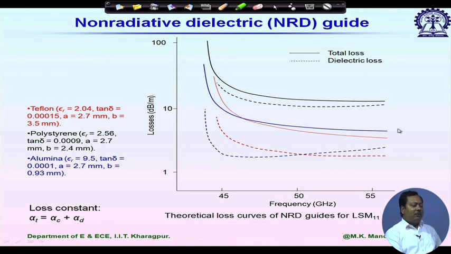For this one you see again we are having a similar plot. Now, if I compare these two, red curve and this black one, so almost similar epsilon r, but for this black one it is showing higher loss. Why? Because of its tan delta. For this black one it is 0.0009, whereas for Teflon it is 0.0015. So, mainly for LSM mode, what we see? Main source of loss is dielectric loss.